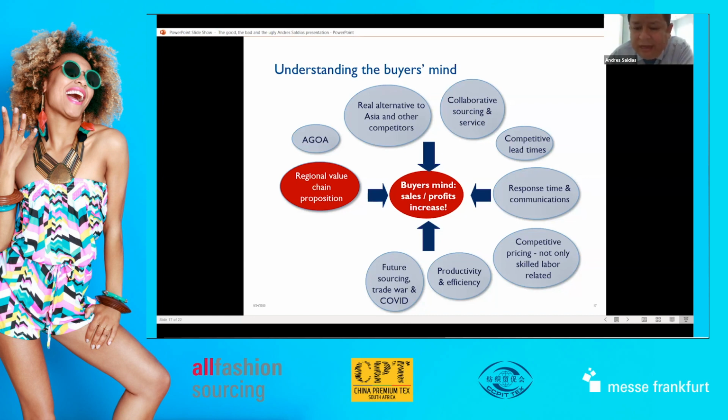Competitive pricing. And again, pricing is not only about labor. It's about the concept of service, as we'll see. Productivity and efficiency is extremely important. Building good shops and floors that are reaching 70-75% efficiency, that will be ideal.